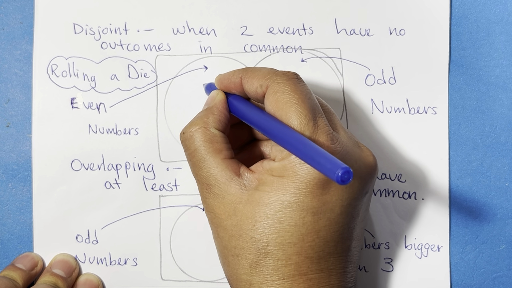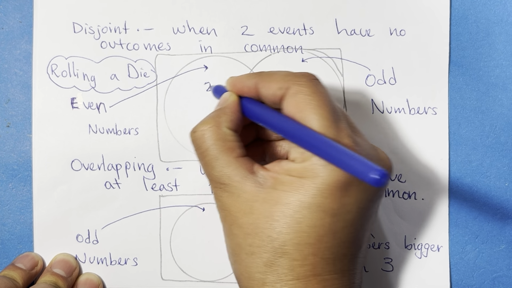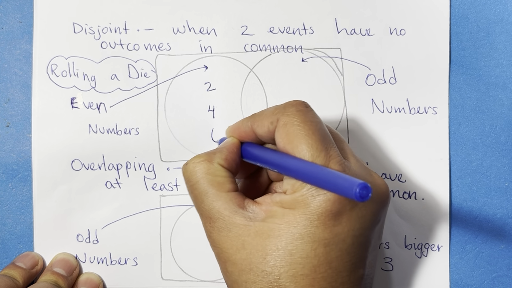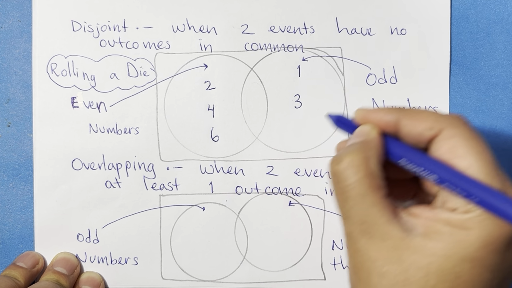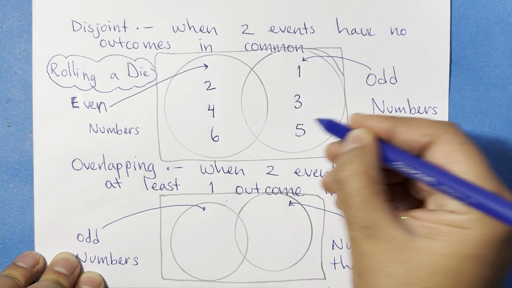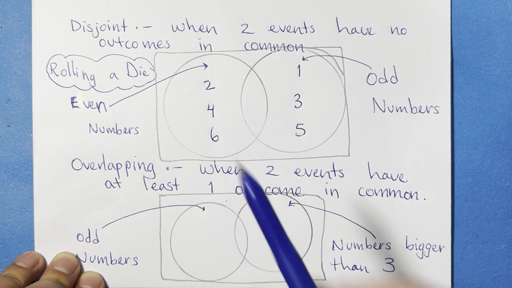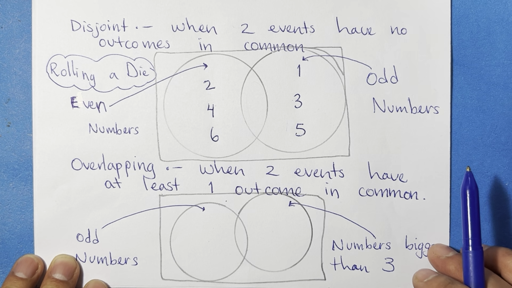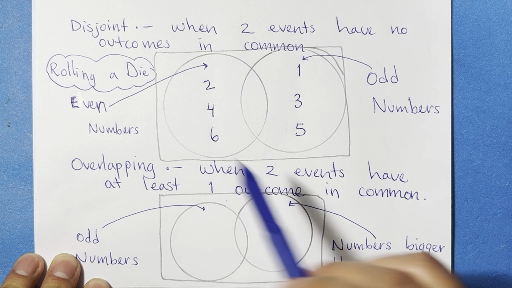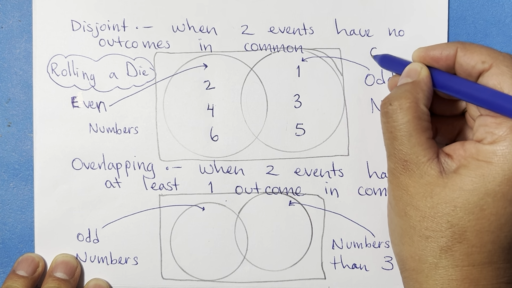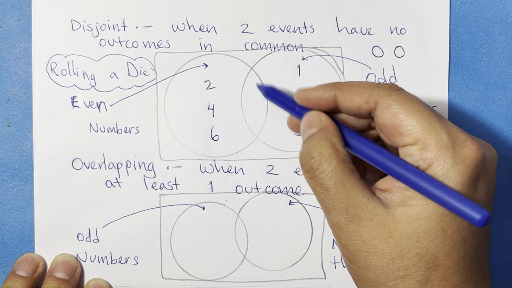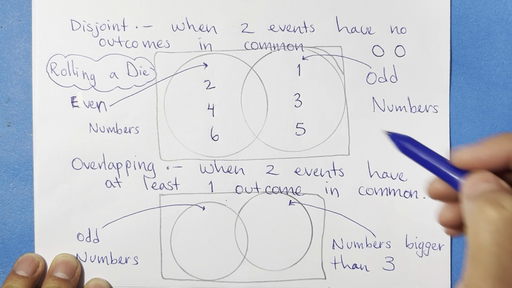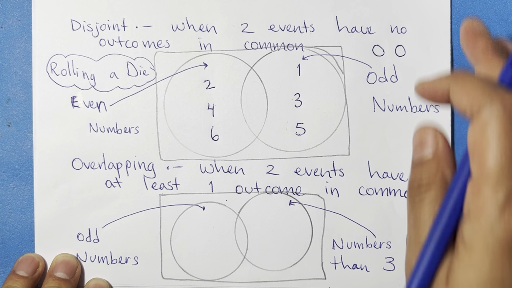And so in here, we would have the 2, the 4, the 6. The odd numbers will be 1, 3, 5. So as you can see, nothing is the same. Sometimes this, in fact, is represented by two circles that don't overlap at all. Instead of overlapping them and having it empty, they just put two circles.